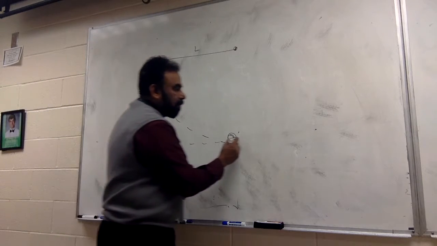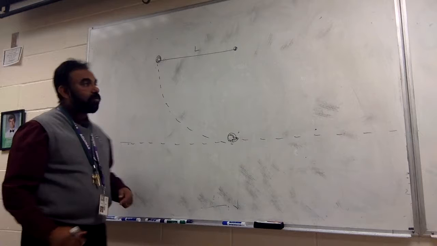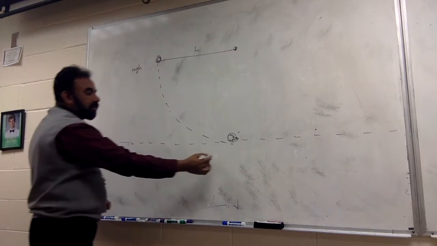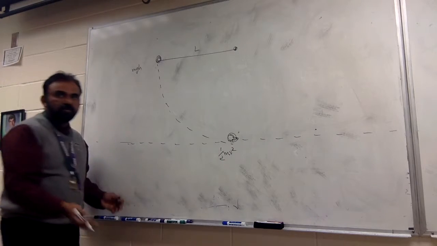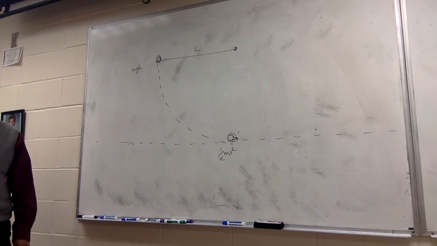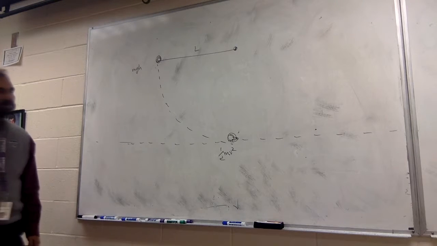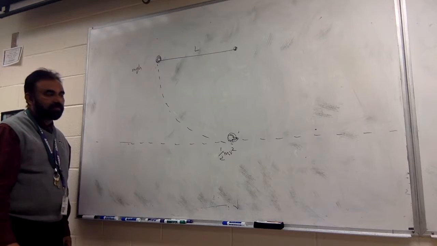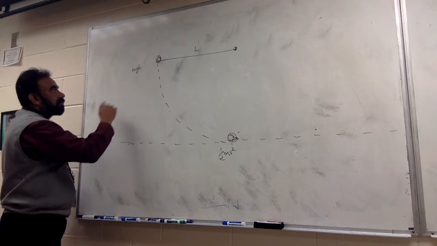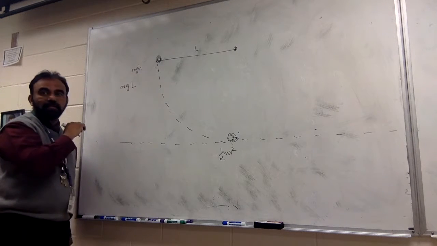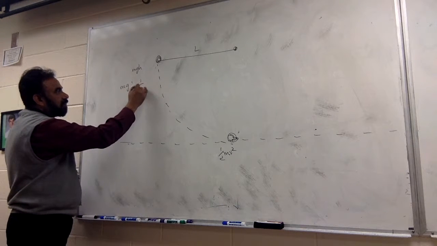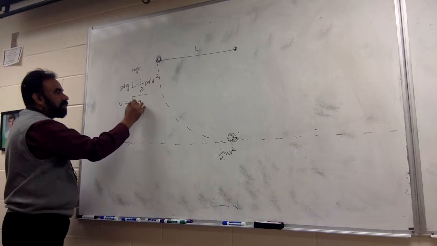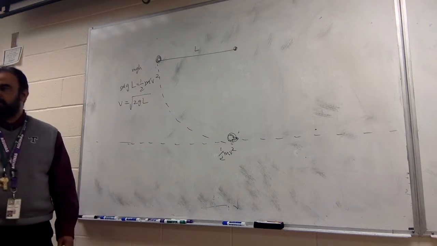Considering this level to be the bottom, what is mgh getting converted to? Just equate those two and you should get the answer. mgL is equal to half mv squared. Cancel the masses, and v is the square root of 2gL. That's the first part of the question.